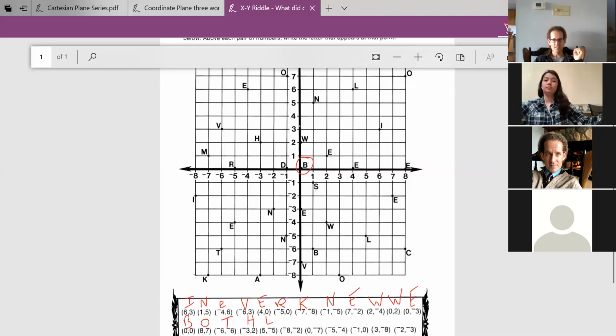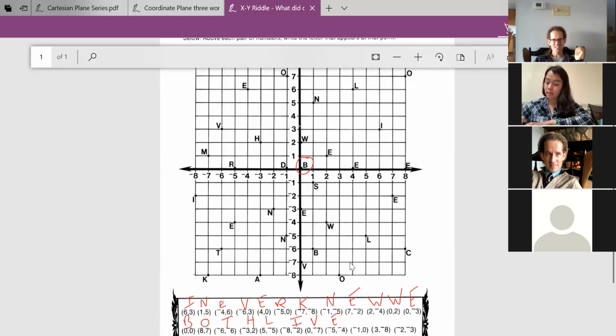I'm going to put an I here. And 0, 7. So I don't go left to right. I stay right here. I go down 7. It looks like a V. -5, -4. So I go to the left 5, and I go down 4, and that's an E. It looks like both live something.